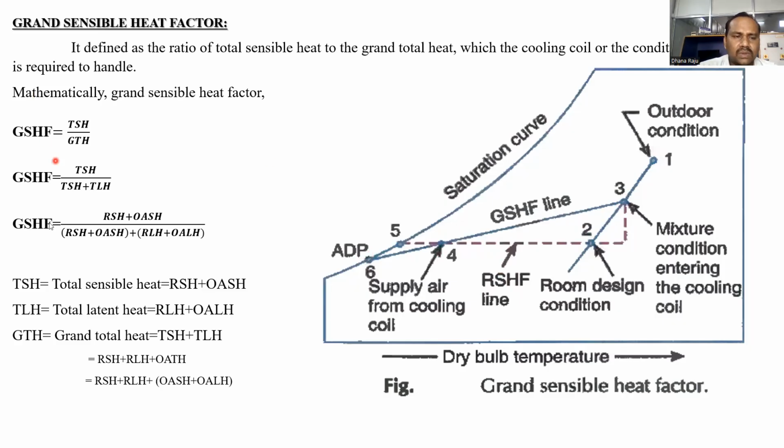So grand room sensible heat factor, then we have effective room sensible heat factor already addressed in the previous slide. So in this psychrometric chart, we need to locate point 1 based on given conditions. So 1 is outdoor conditions, 2 is design conditions. These values are given. So based on the given values of dry bulb temperature, relative humidity or wet bulb temperature, you need to locate 1 and 2.